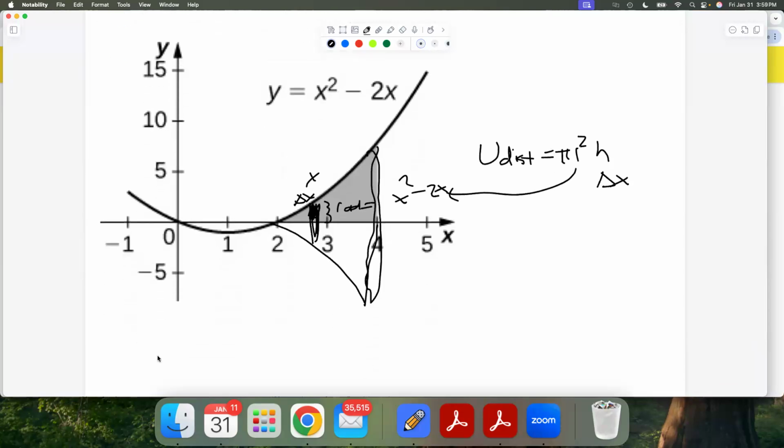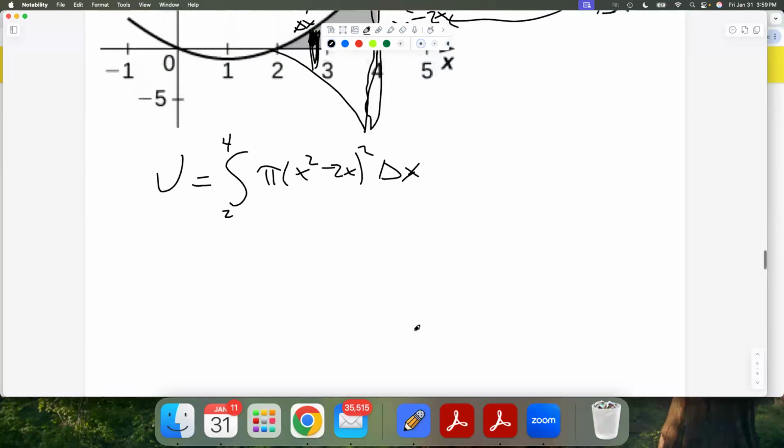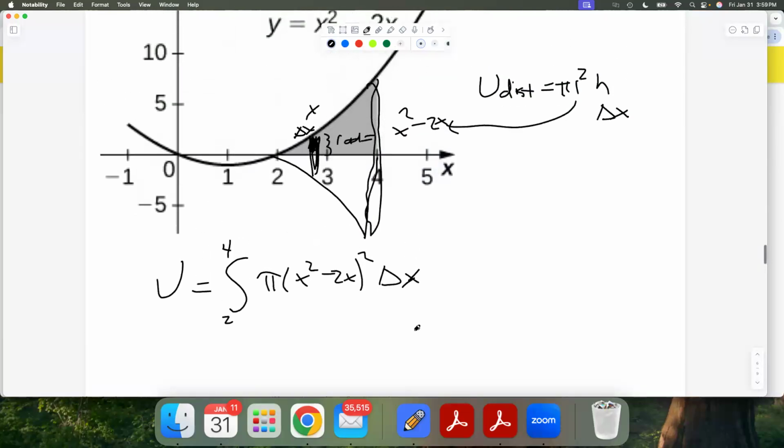All right, then my total volume is going to be the integral. For which x values are we using that kind of disk? From 2 to 4. I get pi times the chunk squared delta x. Yeah, it all looks right. Okay, now we just do the integral and bring that pi out. 2 to 4. I got to actually square this out.